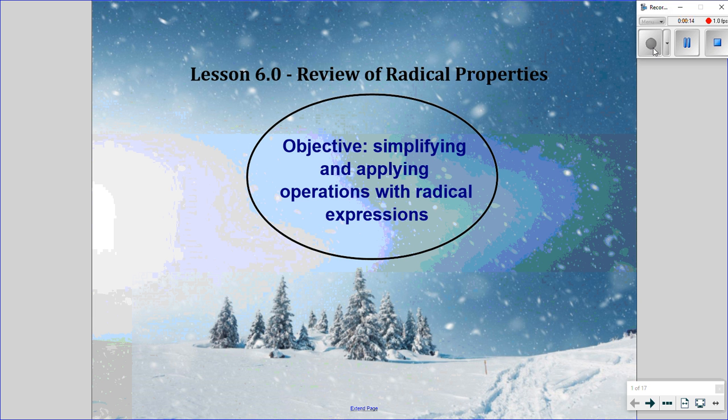You have already encountered this in algebra. You may remember it. You may forget it. We're going to go over it anyway, so that way it's in your mind, because we're going to be dealing with radicals, especially when we're doing trig and dealing with right triangles. So if you know the basics for that, then when you encounter it, there shouldn't be any issues doing it. So lesson 6.0 is review of radical properties, and the objective is simplifying and applying operations with radical expressions.